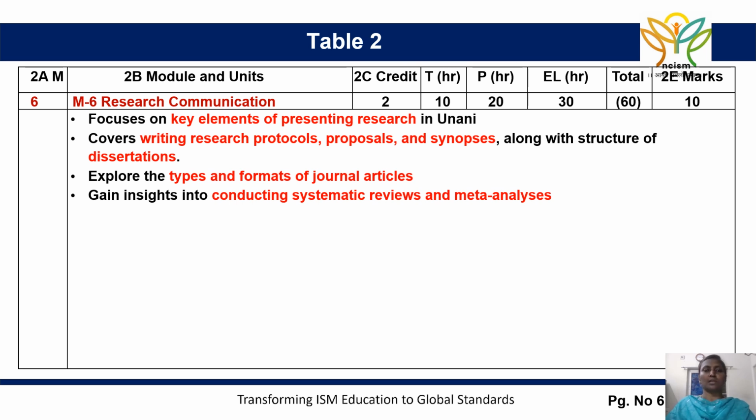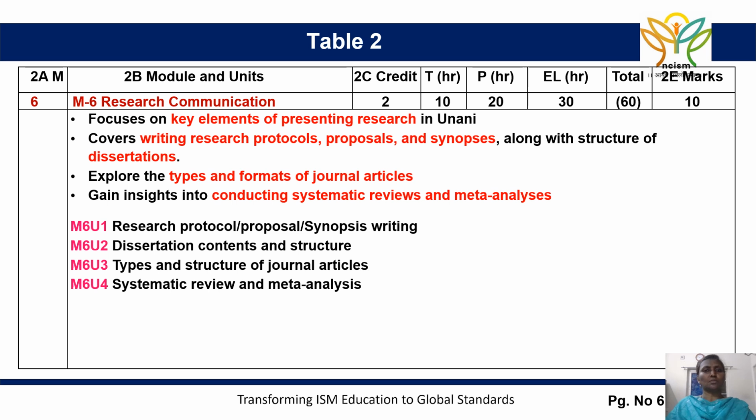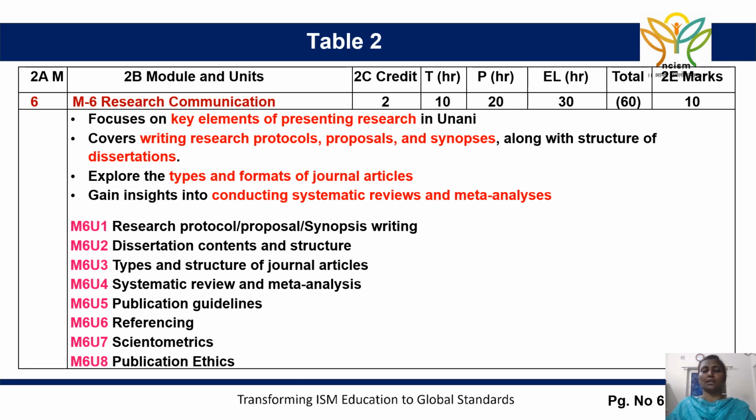This module has 8 units. Unit 1, Research Protocol or Proposal or Synopsis Writing. Unit 2, Dissertation Contents and Structure. Unit 3, Types and Structure of Journal Articles. Unit 4, Systematic Review and Meta-Analysis. Unit 5, Publication Guidelines. Unit 6, Referencing. Unit 7, Scientometrics. And Unit 8, Publication Ethics.